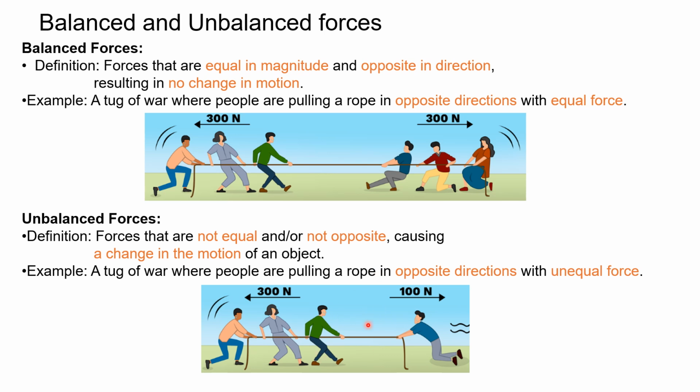Now, what do they learn out of this diagram about balanced and unbalanced forces? What is important is that when forces are balanced, there will be no motion. It means this rope will go nowhere. When forces are unbalanced, there will be motion. So unbalanced forces actually lead to a change in motion.